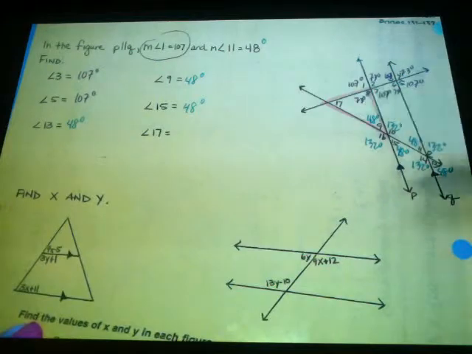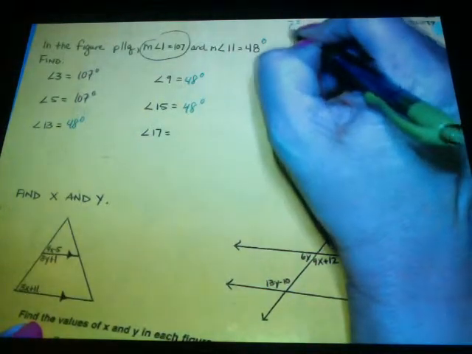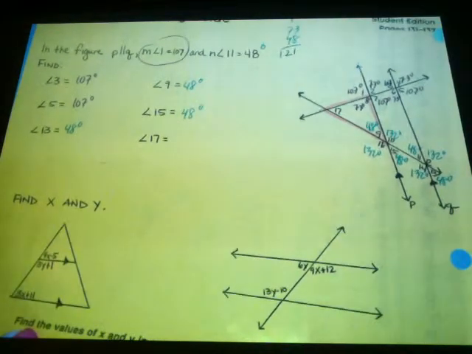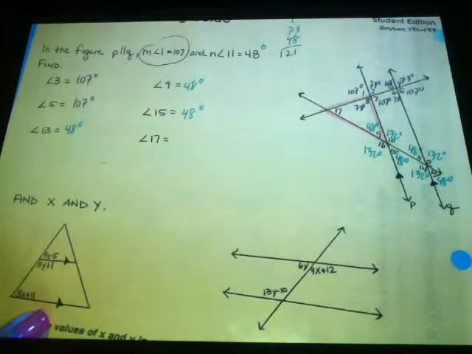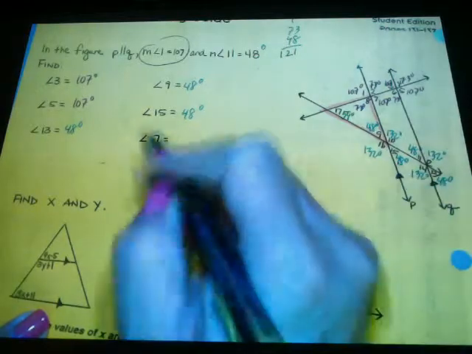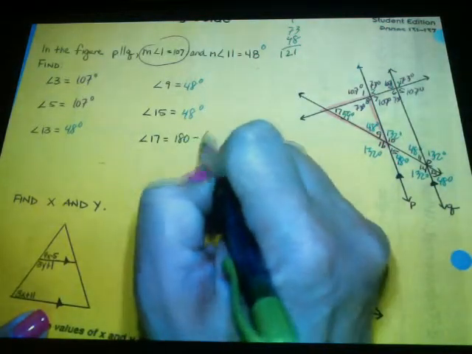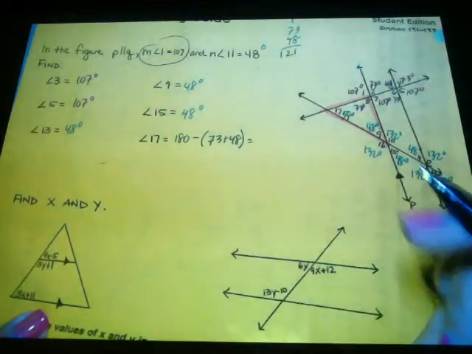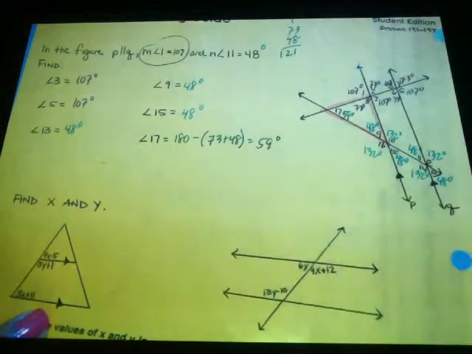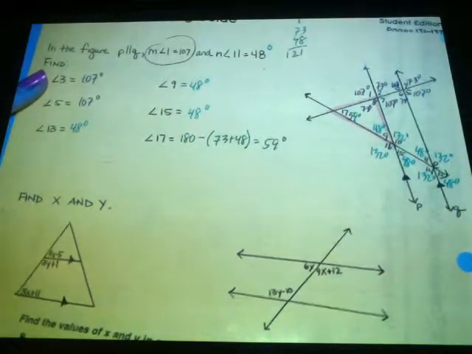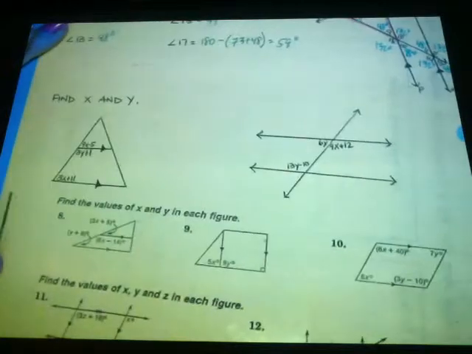So what does 73 plus 48 equal? 121. So how much is left over out of 180 degrees? 59 degrees. And you might want to write in here that this is 180 minus 73 plus 48, because you might forget how we got that, which is equal to 59 degrees. Any prior information always comes into play when we're doing problems. We're never allowed to forget it. All right, so let's look at the next example.